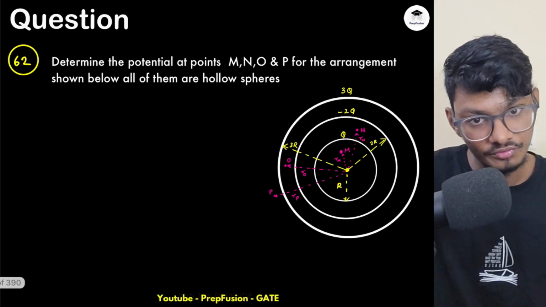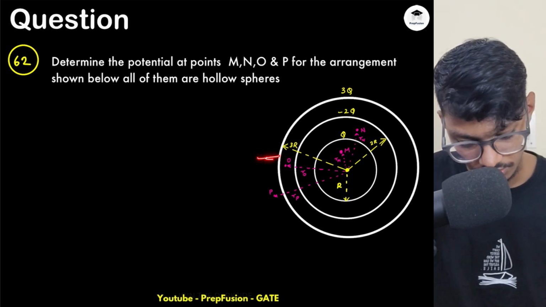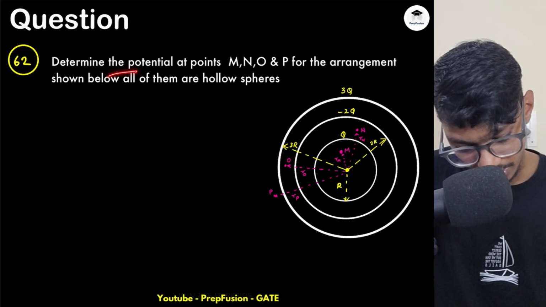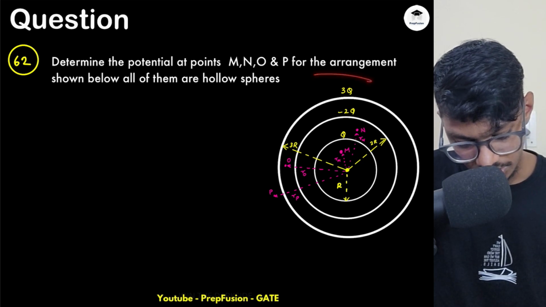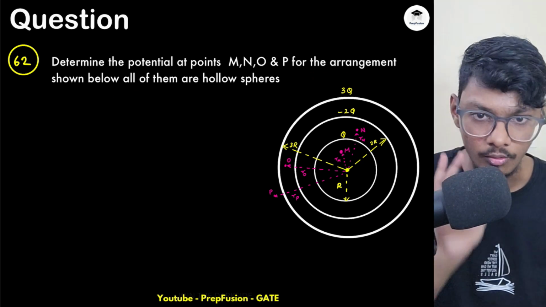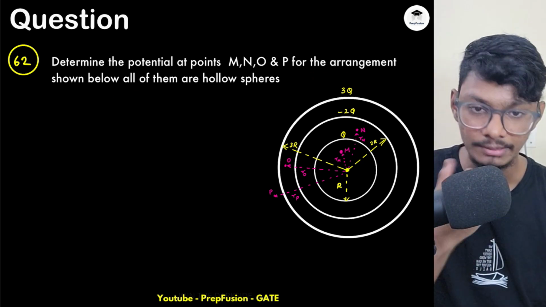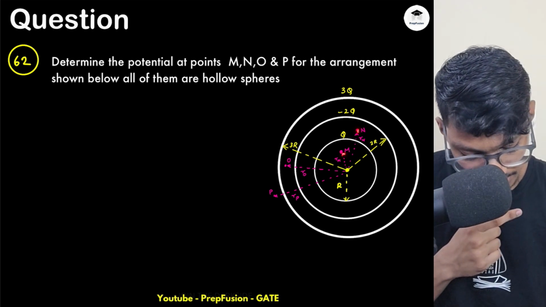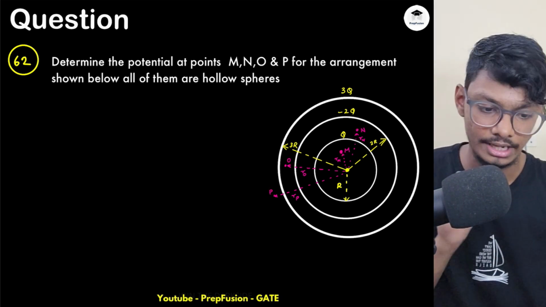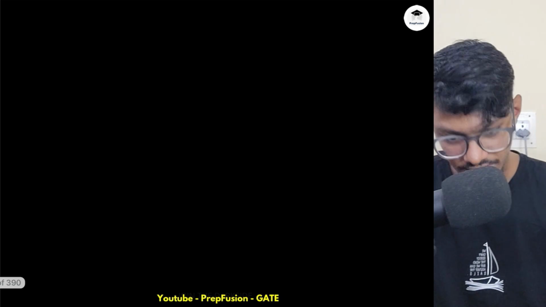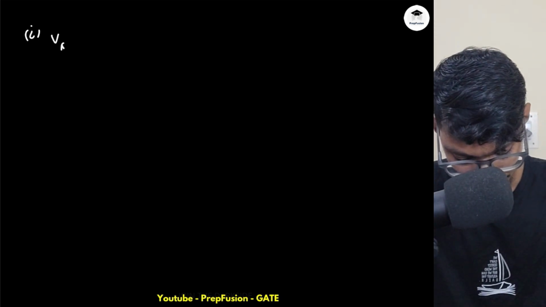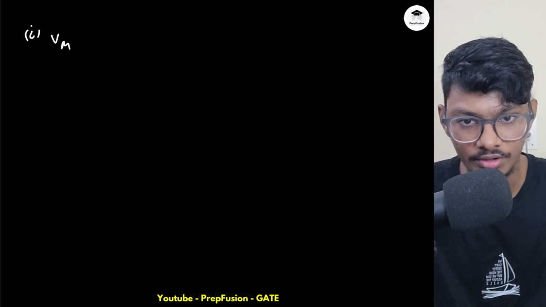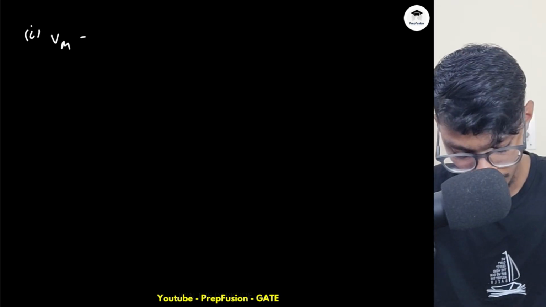Now with the help of this concept, can you solve this particular question? We have to determine the potential at points M, N, O, P for the arrangement shown below, all of them are hollow spheres. Can you find the potential at M, N, O and P? Can you solve it for me? So what will be the potential at M? Potential is a scalar quantity, so I can simply add everything up.